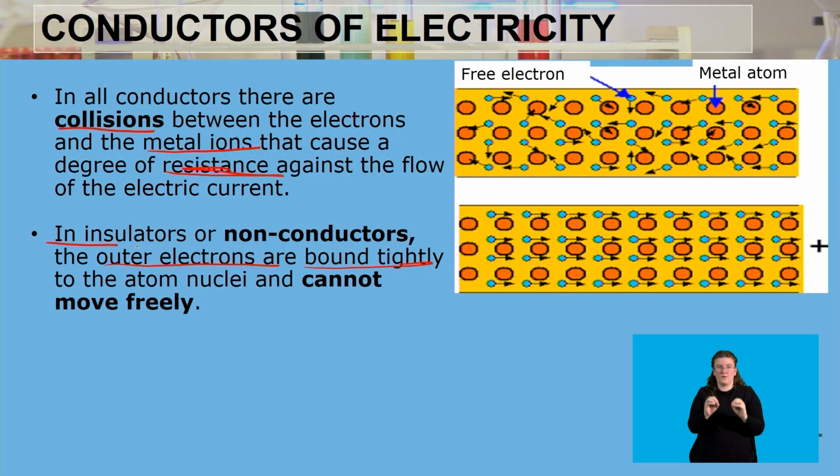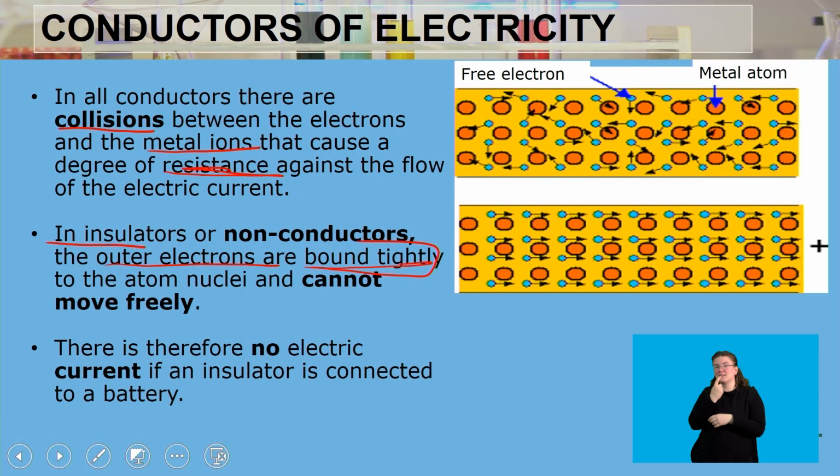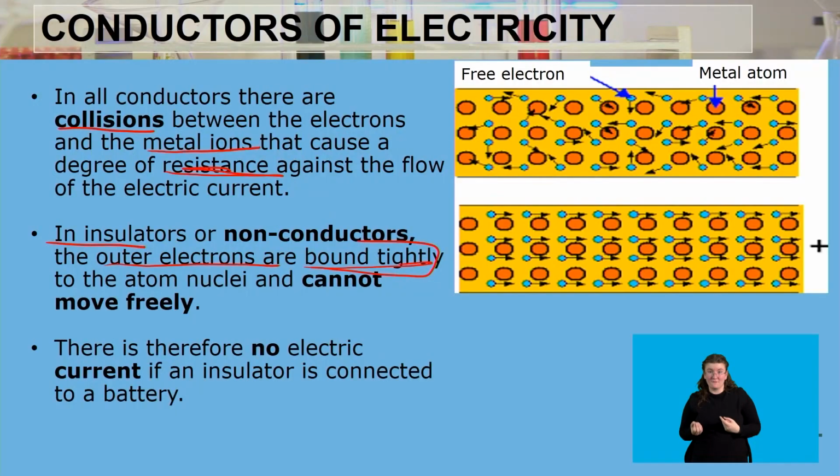However, in insulators, those electrons that you find on the outer layer are bound tightly to the atom nuclei and cannot move freely, as compared to the electrons that you find in metal, which we refer to as delocalized electrons. Because of that, because those electrons are not able to move around however and wherever they want, there is not going to be any current generated, which is why we're saying that insulators are bad conductors of electricity.